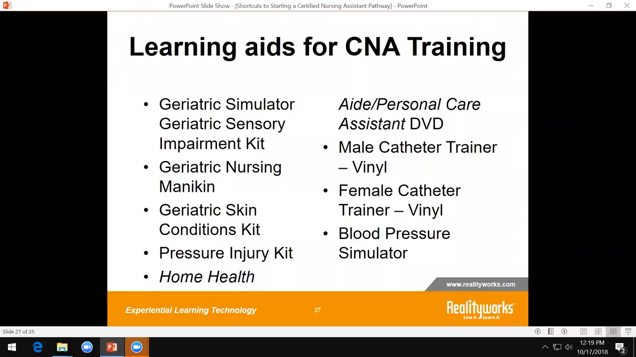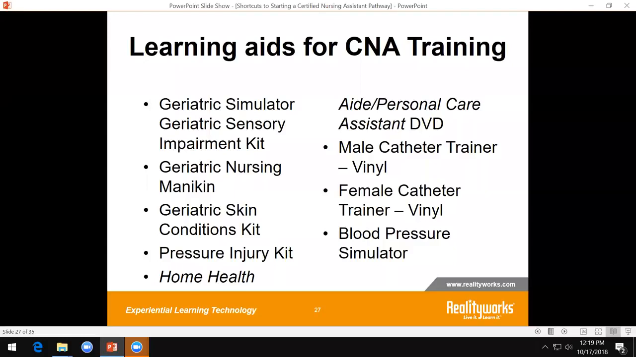The geriatric nursing mannequin is a great starter simulator for teaching basic nursing skills because you can do things like ambulation, you can do things like patient bathing and skin care, and many of the different things that they are actually tested on in their skills demonstration. And so that's just a very nice simulator to consider.